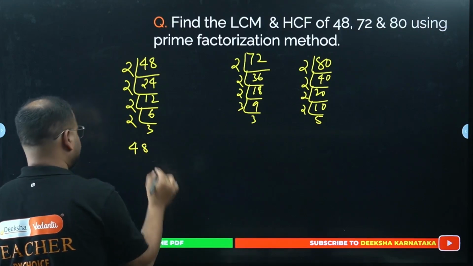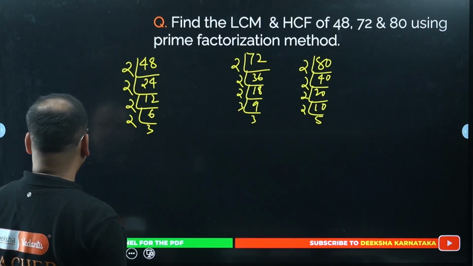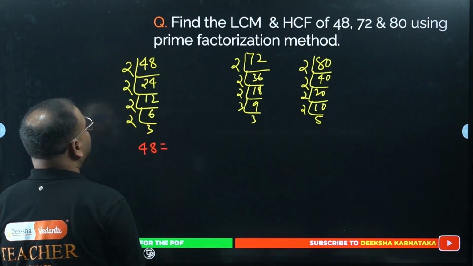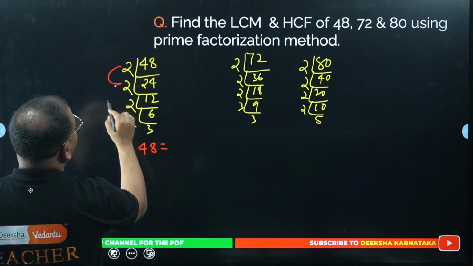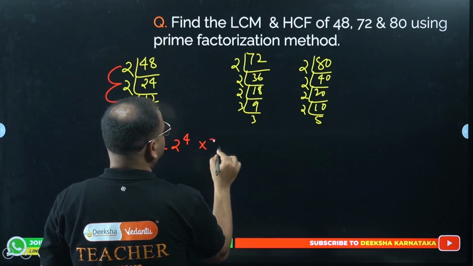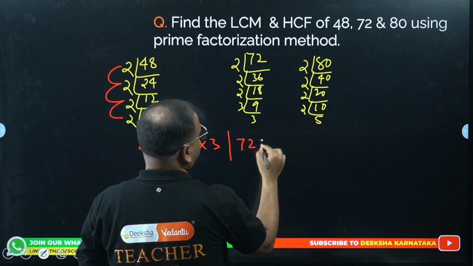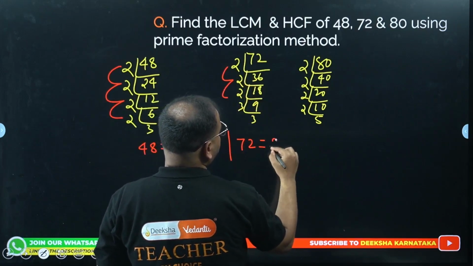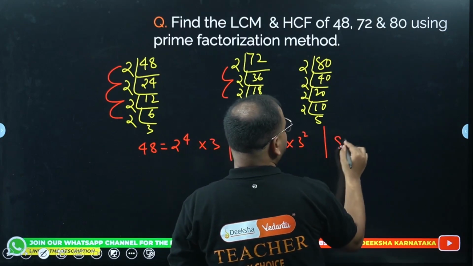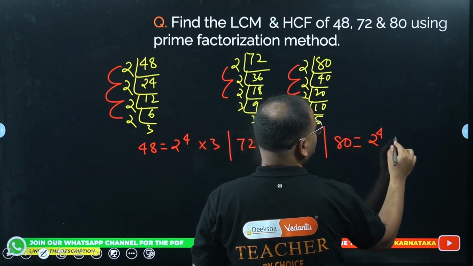48 is written as... let's change the color. Too much ink on this page. 48 is written as 2 times, how many times are there? 1, 2, 3, 4. So 2 power 4 into 3. What about 72? 2 power how many times? 3 times. 3 power 2. What about the last one? 80. 2 power how many times? 1, 2, 3, 4. 4 times 5.